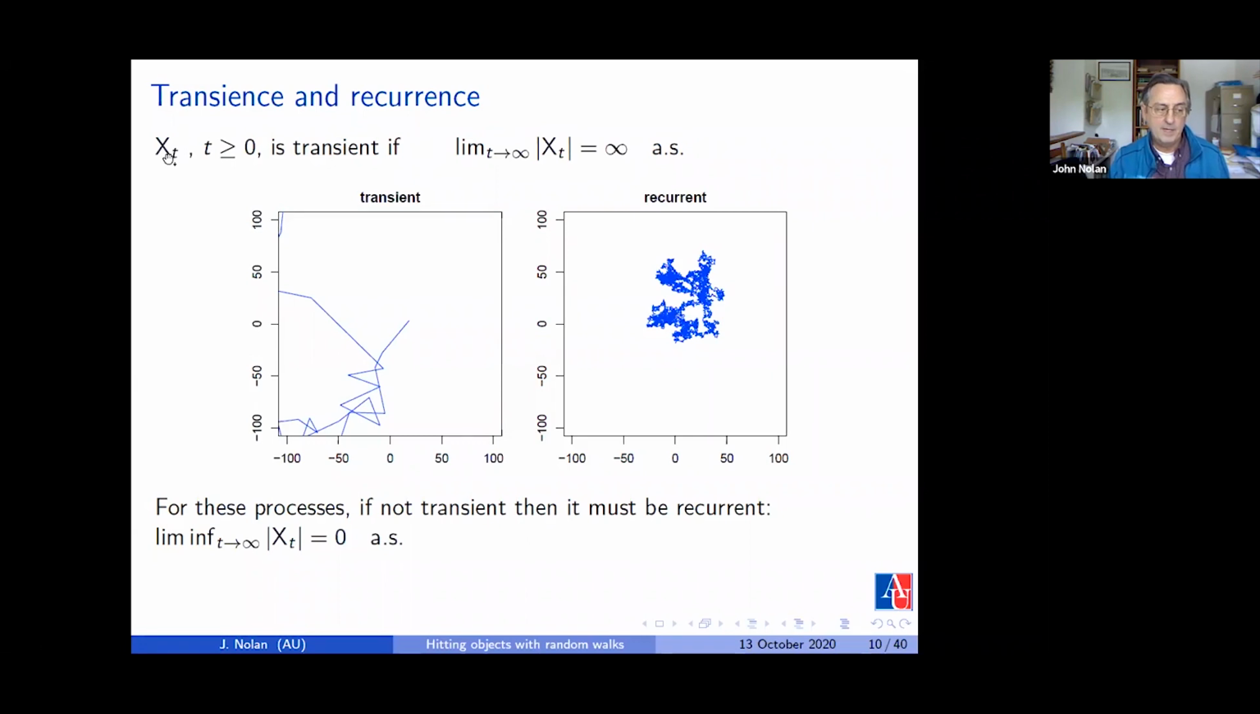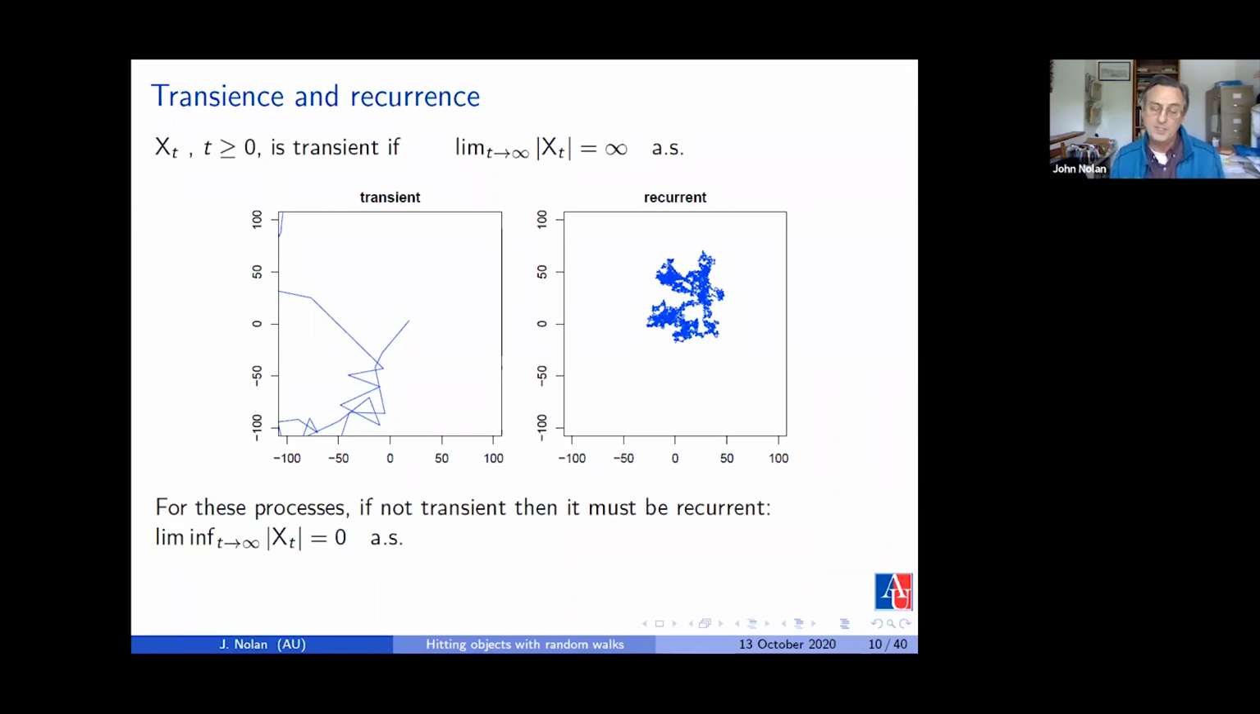If we have a continuous time random process, we'll say it's transient if the limit as time goes to infinity of the absolute value is infinite. So here's a sketch. The walk starts, makes some steps around, but eventually it starts drifting off and goes to infinity.